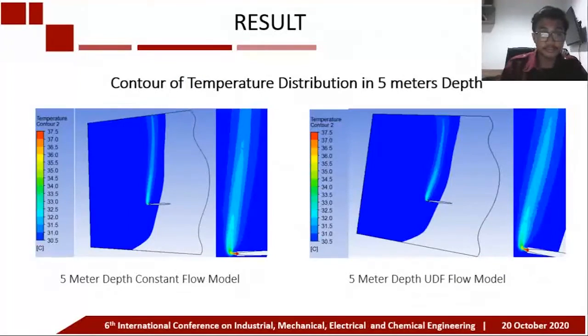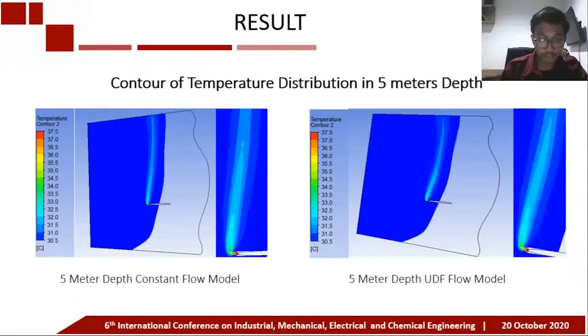Now, there is the result of the research. In the study, we modeled two variations of the ocean current. There are a constant current and the UDF current. Furthermore, the temperature distribution of each depth and each distance of the discharge outlet position is observed.